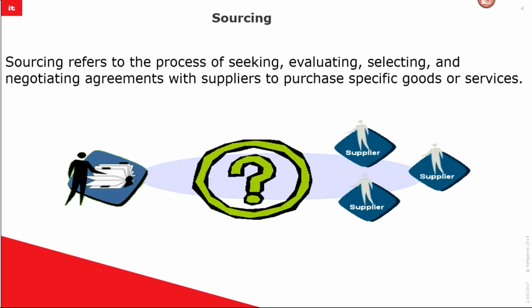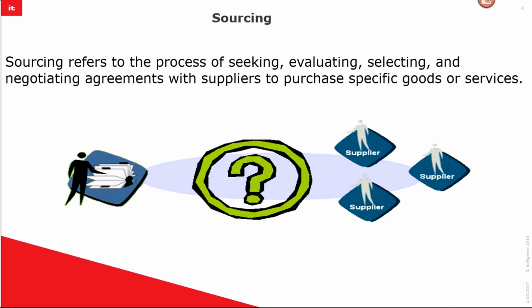Sourcing refers to the process of seeking, evaluating, and selecting a supplier. So we take information from the supplier, we evaluate that information, we negotiate with them, and after negotiating, we purchase services or goods from the supplier. This complete process is known as sourcing.